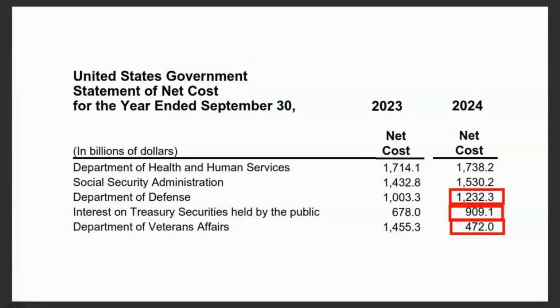And there you can see the high cost of the Department of Health and Human Services at 1.738 trillion, Social Security, the current year 2024 cost of 1.530 trillion, the Department of Defense at 1.232 trillion, the interest on our debt, 909 billion, and the Department of VA Veteran Affairs, 472 billion.